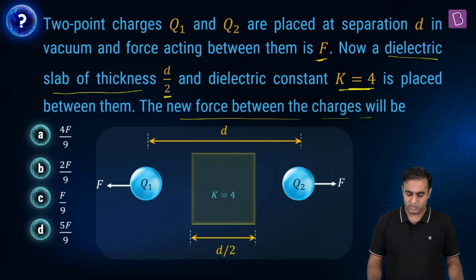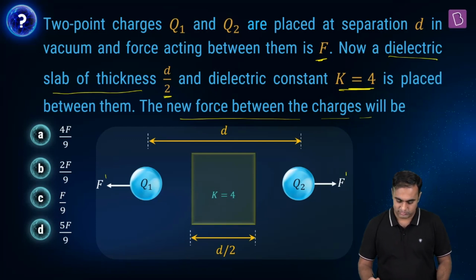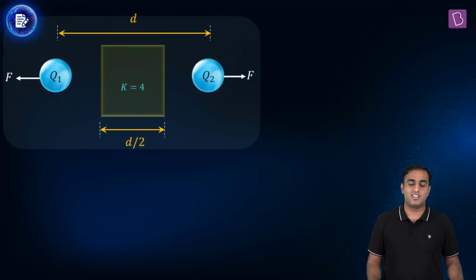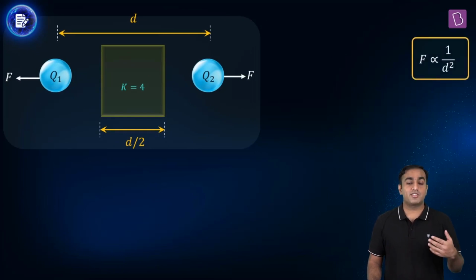How do you solve for this new force? Let's call that F prime. How do you do that? Well, what comes to our help is the Coulomb's law. The charges considered here are the same. So from Coulomb's law, we know that the dependence is only on the distance of separation. The Coulomb's force between two charges at a certain separation distance d happens to vary as the inverse of the square of the separation distance.